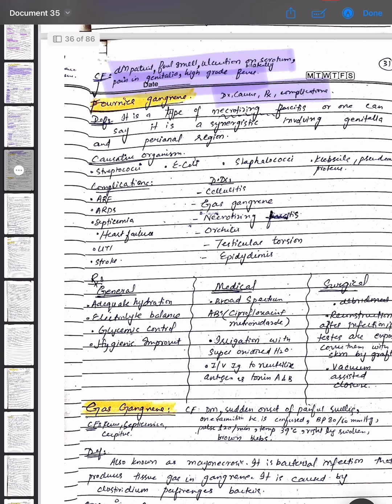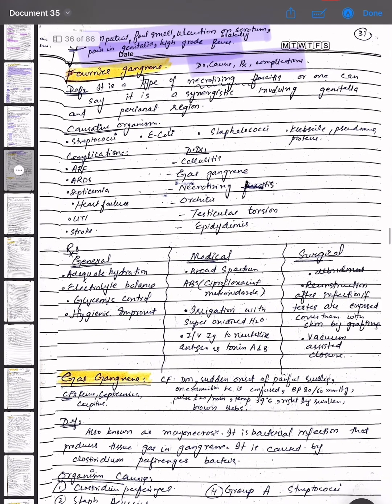What is the definition of Fournier gangrene? It is a type of necrotizing fasciitis, or one can say it is a synergistic gangrene involving the genitalia and perineal region. What are the causative organisms? These are Streptococci, Escherichia coli, Staphylococci, Klebsiella, Pseudomonas, and Proteus. What are the complications and differential diagnosis?